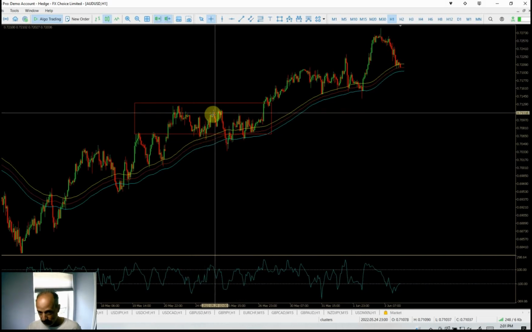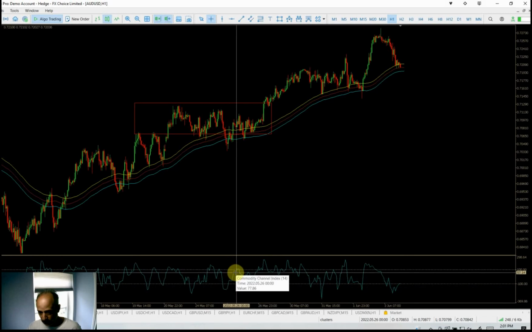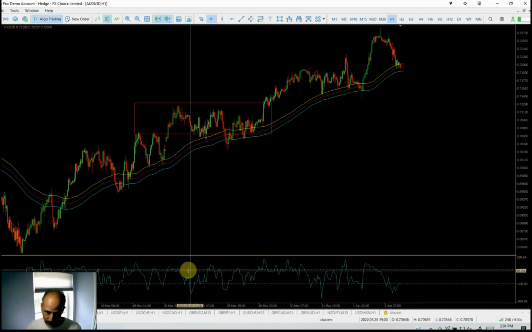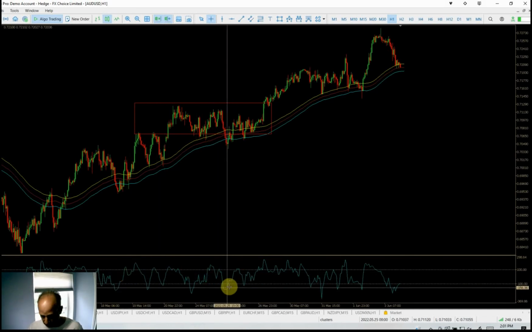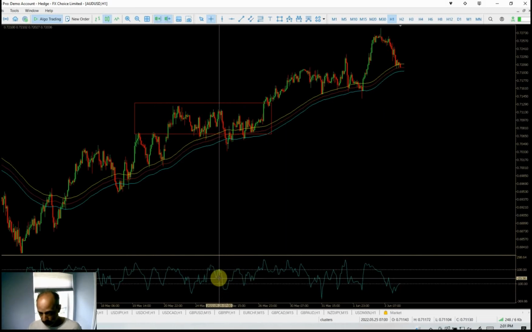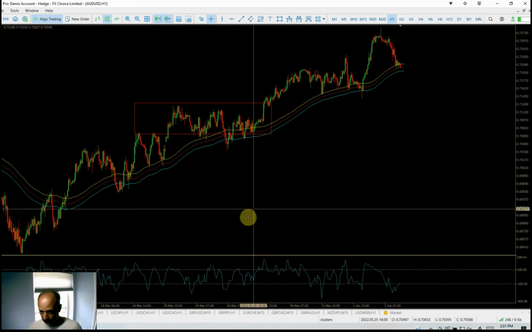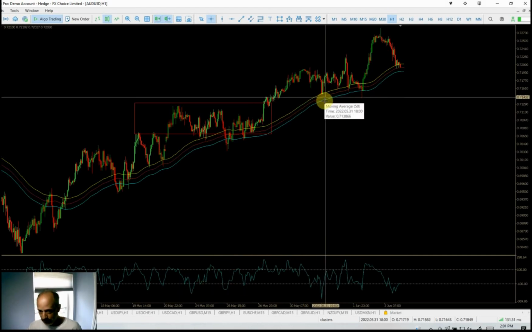Now, in this case, again, we had a little bit of a false breakout. It went back down again. Then we had another break up here. Okay, so obviously, the only thing you're going to use this for is confirmation. In this case, since we're in an uptrend, you're going to ignore any sell signals on this and only look at buys.